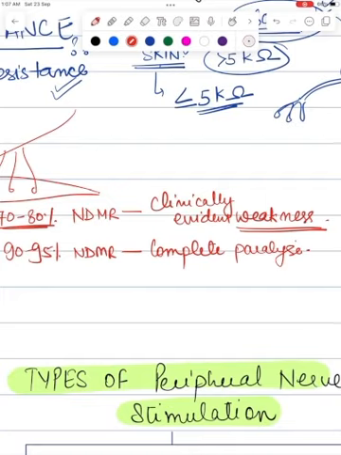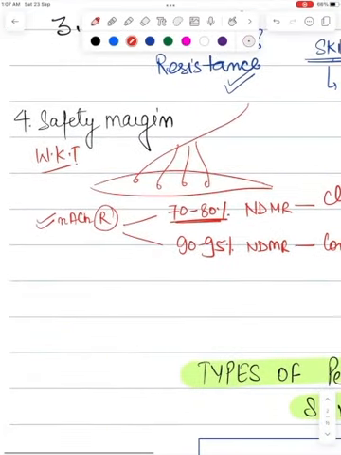Therefore, the neuromuscular transmission that happens has a significant margin of safety. It means that a significant number of receptors need to be blocked before clinically evident paralysis starts to occur. Almost 70% of the receptors have to be blocked before clinically paralysis starts to occur.